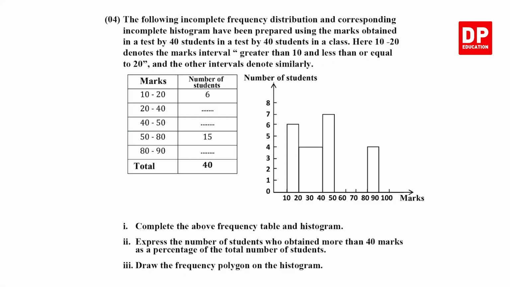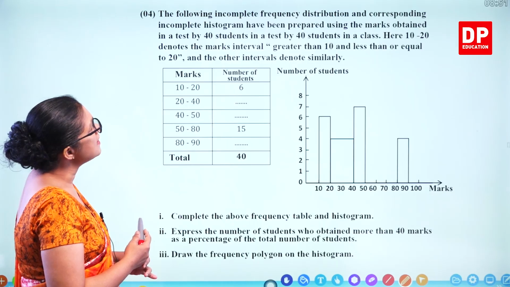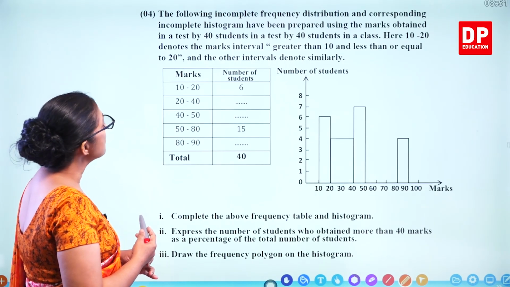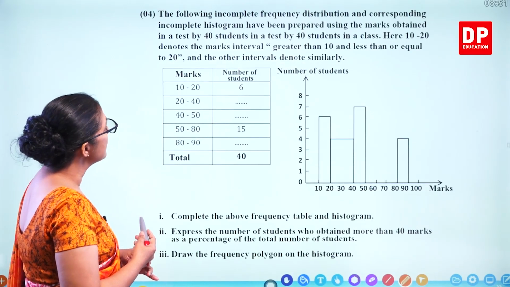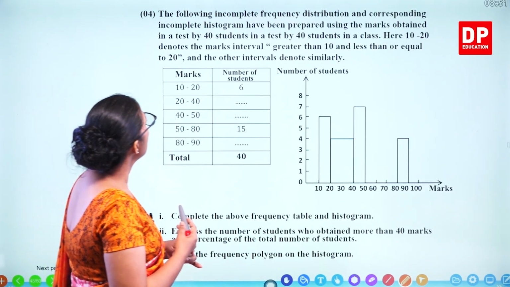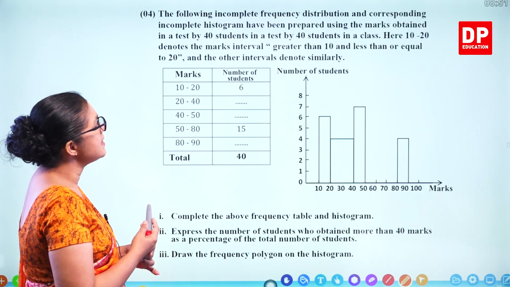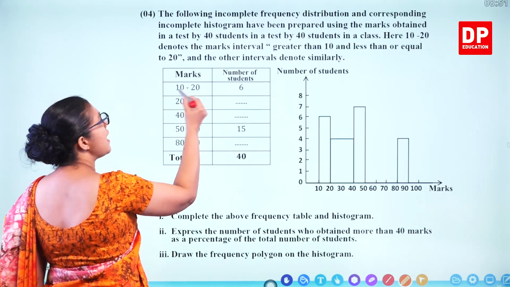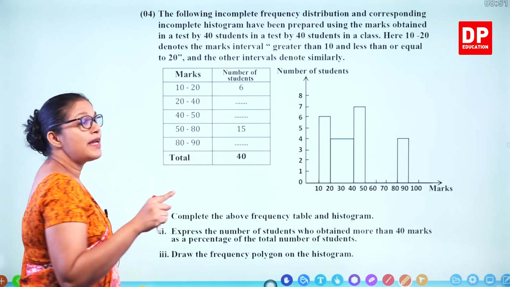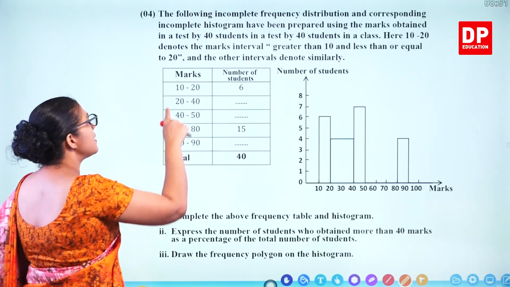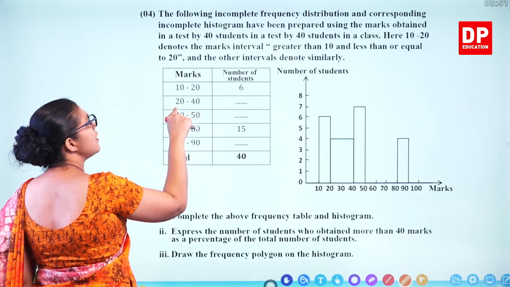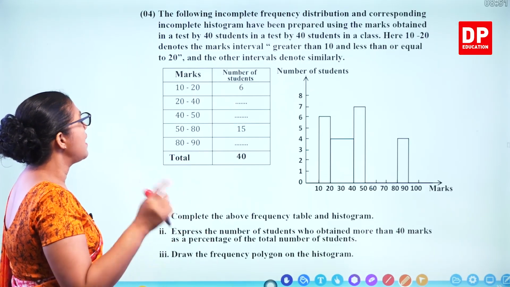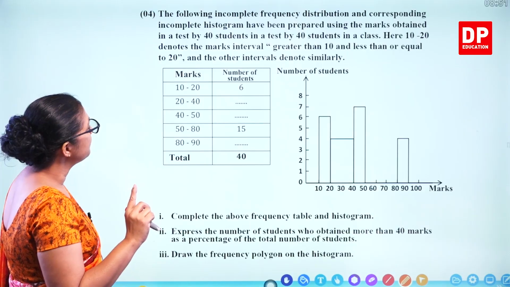Question number 4. The following incomplete frequency distribution and corresponding incomplete histogram have been prepared using the marks obtained in a test by 40 students in a class. Here 10 to 20 denotes the marks interval greater than 10 and less than or equal to 20. That means when you take boundaries, for the first boundary 20 is included. But for the second one, 20 is not included but 40 is included.